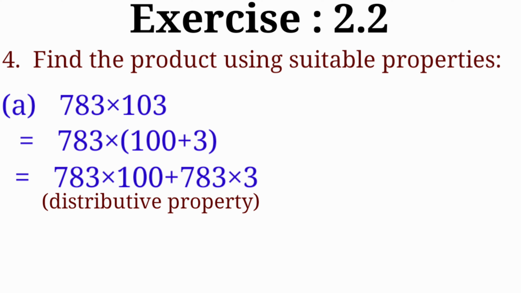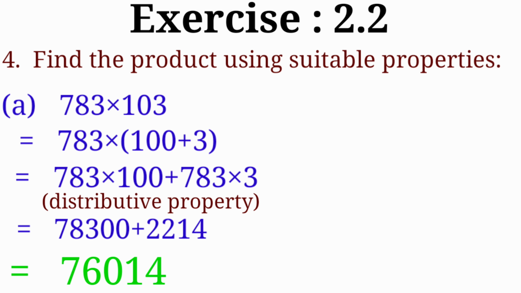Now we just do the calculation. 783 into 100 is 78300. There will be a plus as it is, and 783 into 3 is 2349. Now we'll add both the terms, we'll get 76014. So see students, these are the terms.